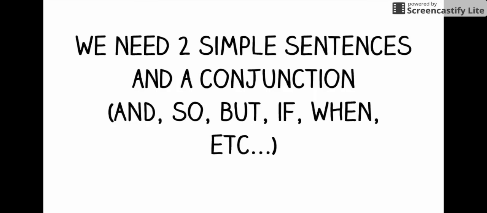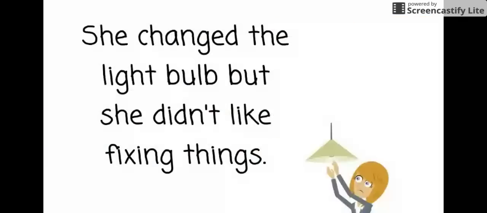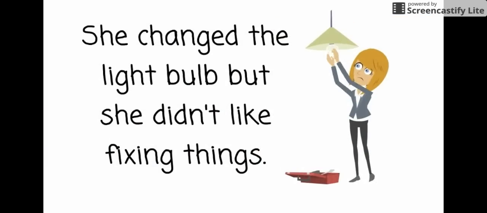So I'm going to show you what this looks like in a moment. You've got two simple sentences joined by a conjunction. So she changed the light bulb, but she didn't like fixing things. You can see how there are two simple sentences in there joined together by that sticky tape word. I wonder if you can see which of these words is the sticky tape word. That's it there, but. That's the word that joins it together.